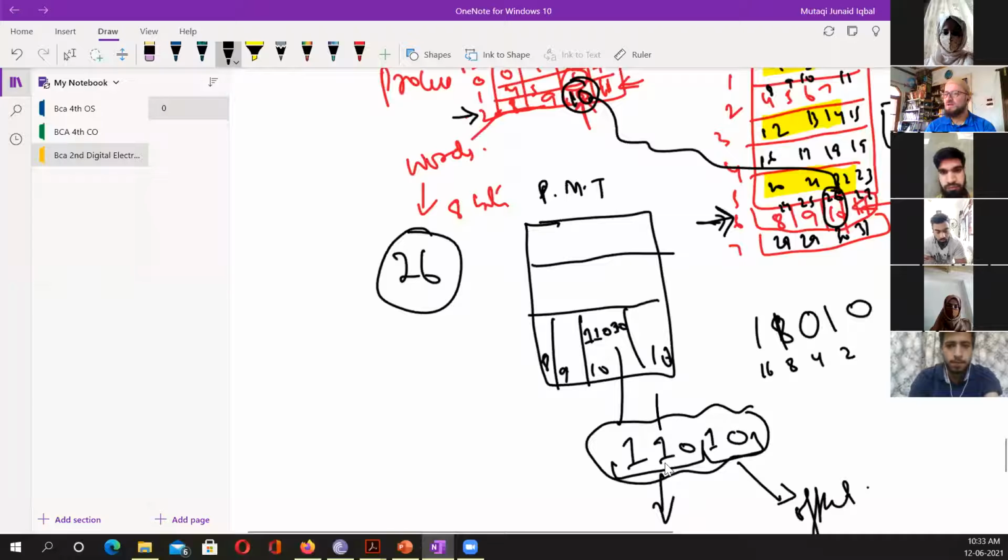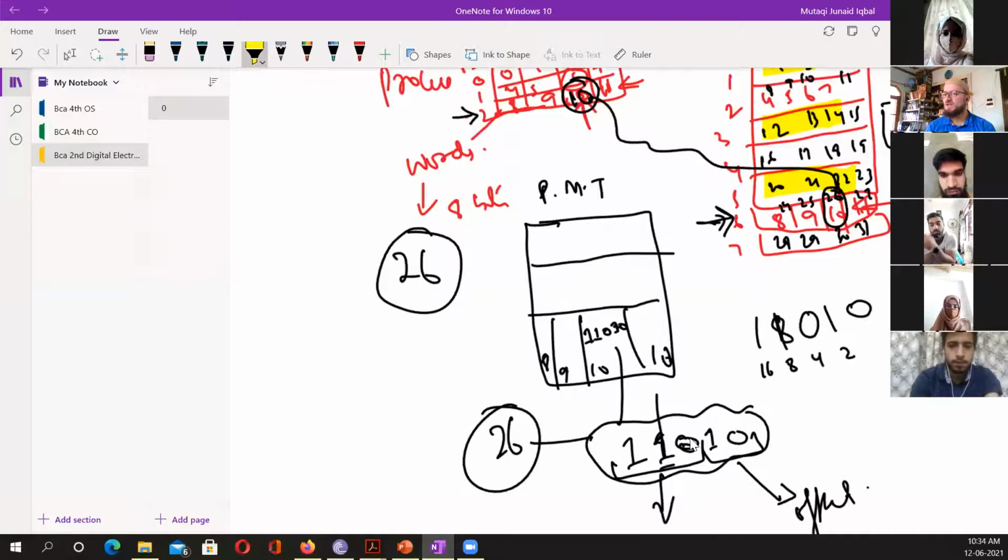What is this? This is 26, right? So in 26, I have the first 3 bits as my frame and the last 2 bits as the offset. Now tell me, the first 3 bits, 110. How much is this? I'm separating these two, dividing into 2 parts. This is 110. What is 110 in binary equal to?